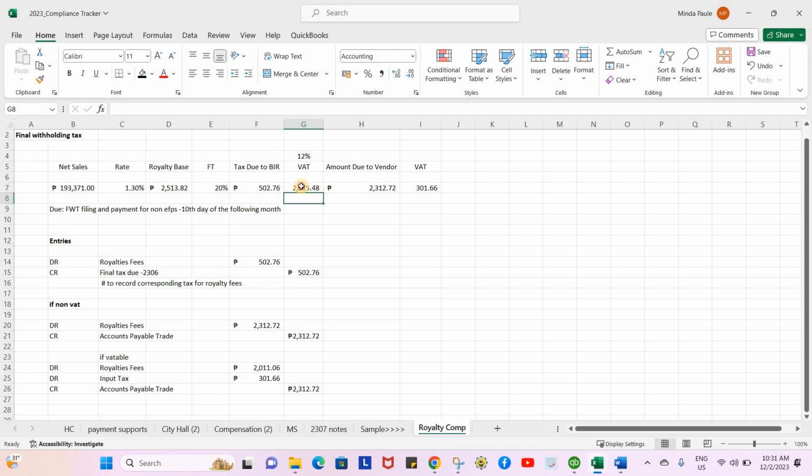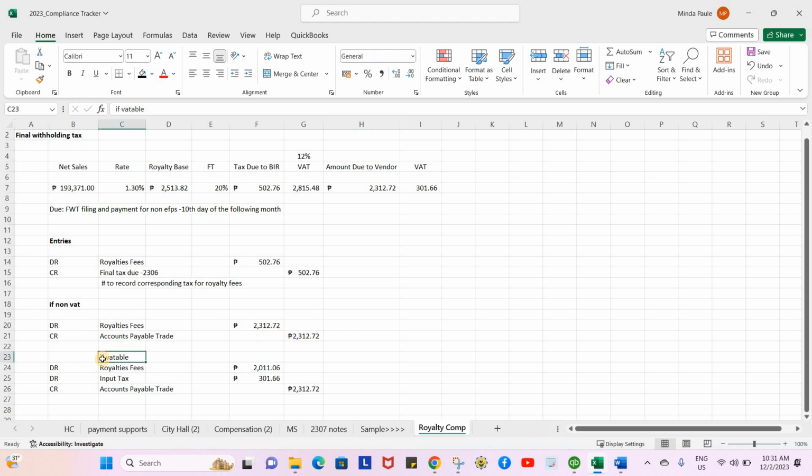Pero, hindi ibig sabihin, ito ang total mo i-remit kay lessor o yung sa vendor. Dapat ibawas mo ron yung winithhold mo at babayad mo kay BIR. Kaya meron tayong amount due to vendor, which is 2312.72, coming from G7 minus F7, yung 2815 minus 502.76. So, kung ikaw na nagre-recognize ng royalty fee sa book, and you are non-VAT, ang entry mo would be 2312.72. Ang debit, royalty fees, ang credit is that same amount.